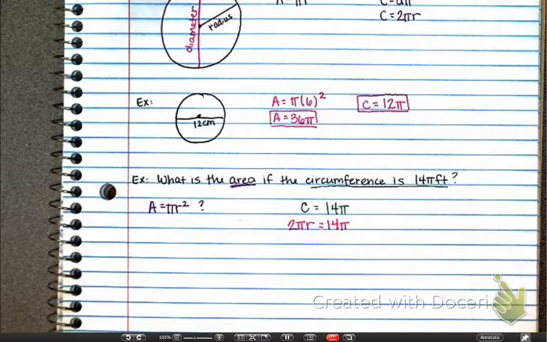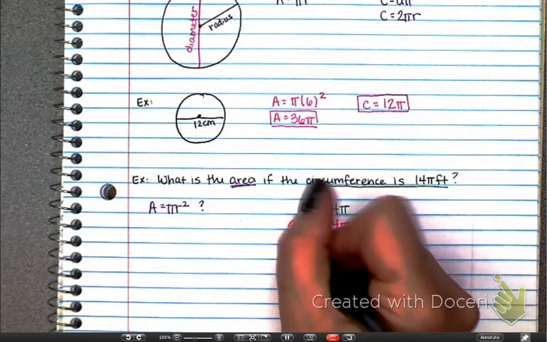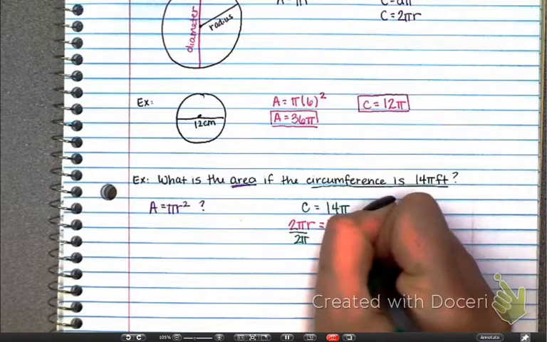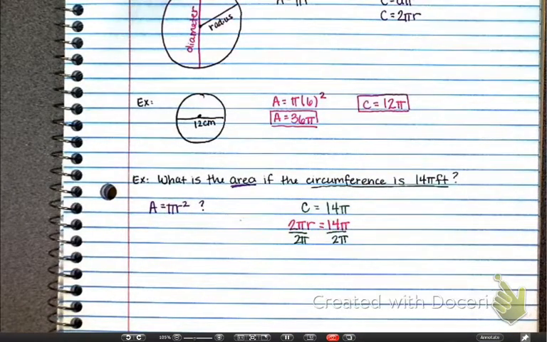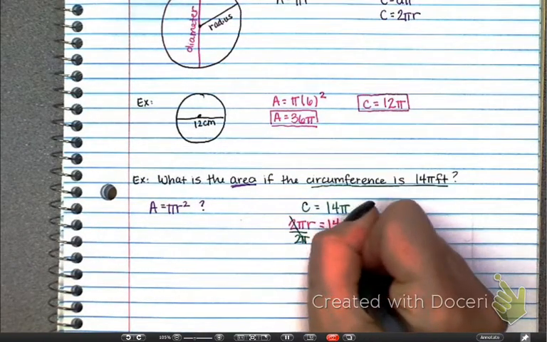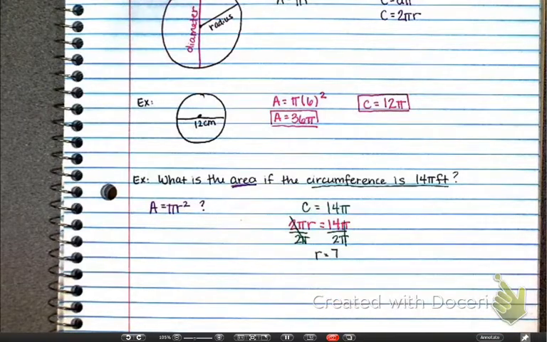I can now solve for r, and once I know what r is, I can plug it back into the area formula. So to solve for r, I want to get r by itself. I'm going to divide by 2 pi, and you should show me this work because I'm not making you multiply anything out. I do want to see these steps. The 2 pi's cancel, and you're left with r equals 7.